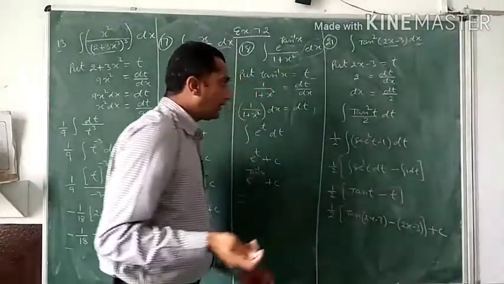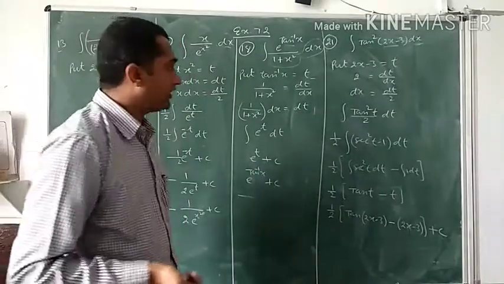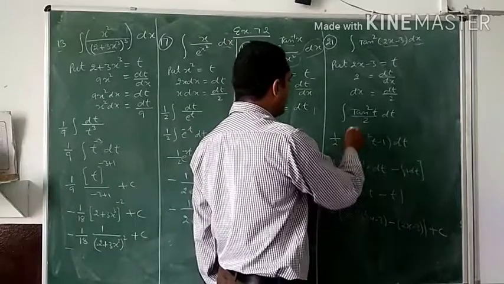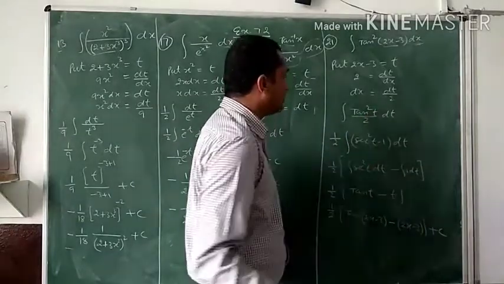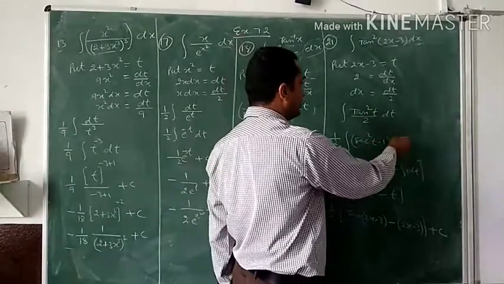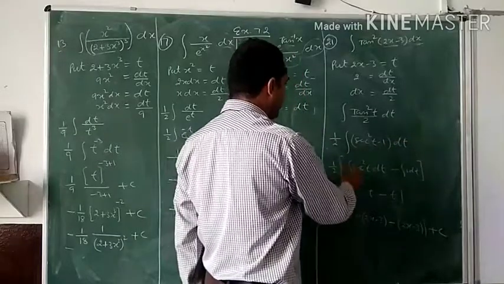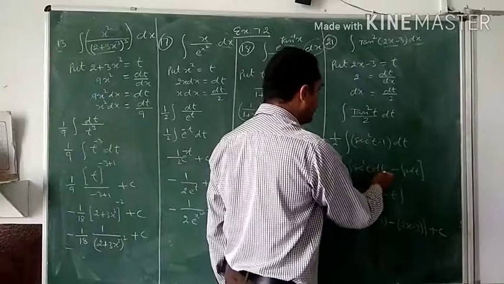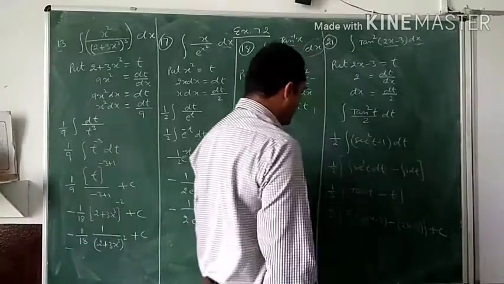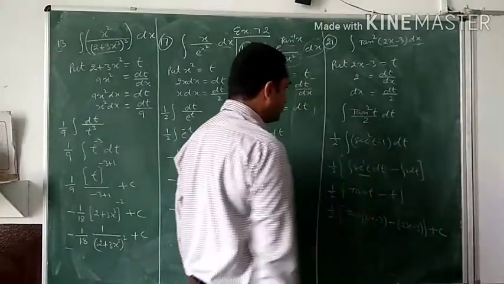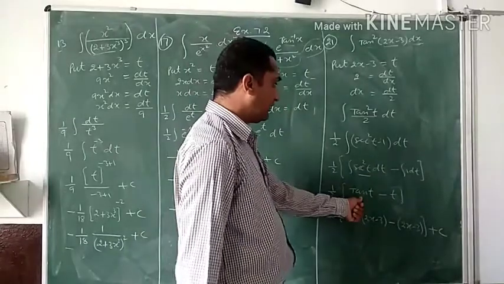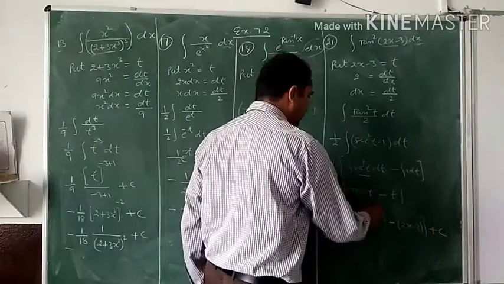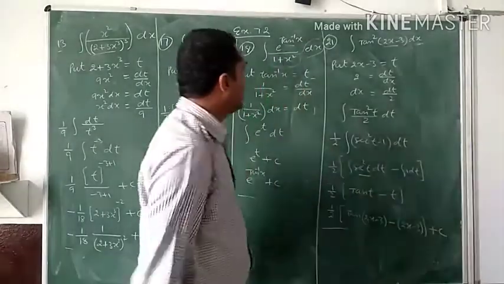So you know that there is no direct integration of tan square t. So 1 by 2 outside the integral, integrating tan square t is equal to secant square t minus 1 dt. Now integrating secant square t dt minus 1 dt. You know that integration of secant square t dt is tan t, minus integration of 1 dt is t. Now substituting the value of t here, you will get the answer.